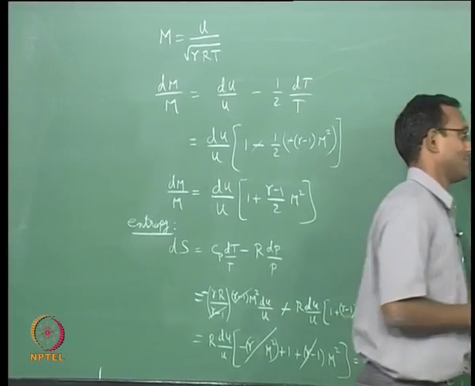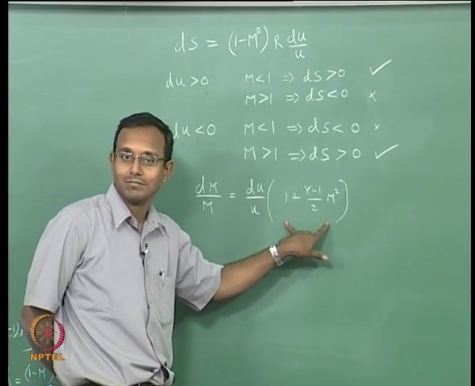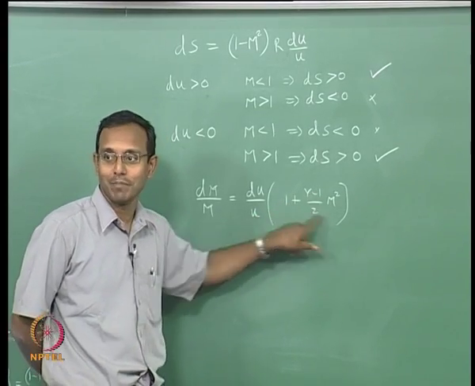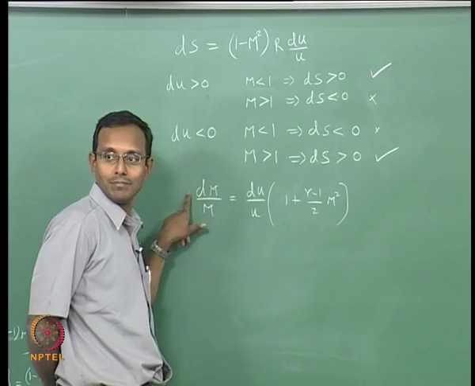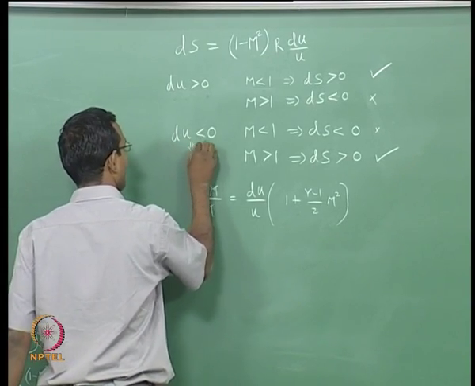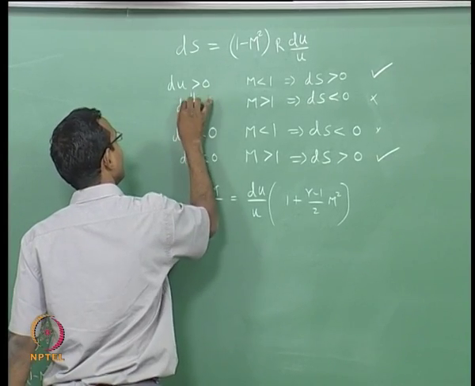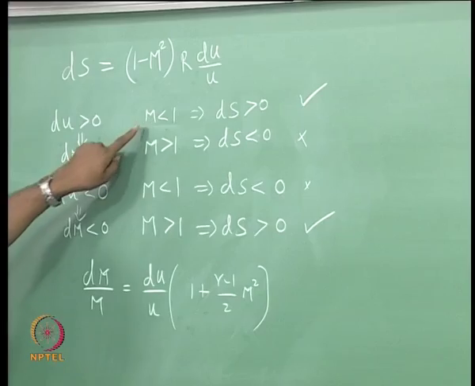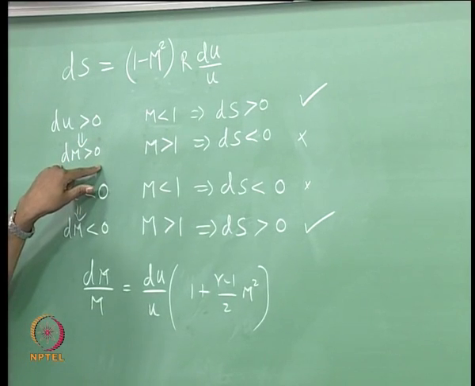If I look at it like this, the term is not going to be ever negative. It is 1 plus something, and gamma is always more than 1, so it will never be negative. Which means whatever is the change in u is the change in M. This also means that dM less than 0 goes with du less than 0, and dM greater than 0 goes with du greater than 0. That is, if my Mach number is less than 1, it can only increase.